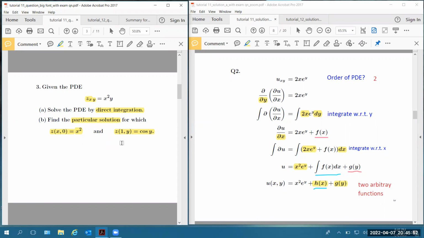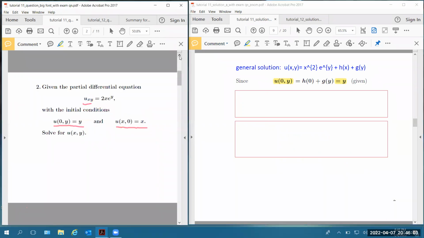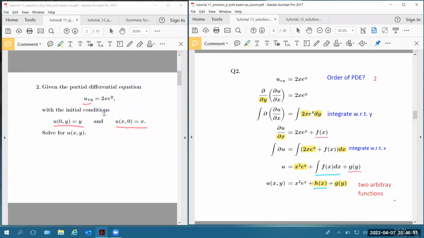So part A will have arbitrary functions. Let's go to the third one. Oh, I see, just now I haven't finished the first one. I forgot the initial conditions. Okay, class, let's finish off this part first. Just now, I forgot already.